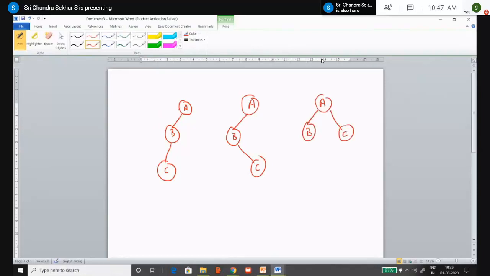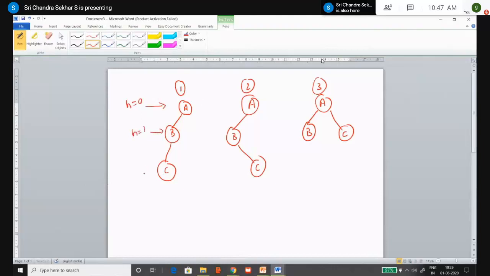So if you consider this diagram, this is figure 1 and this is figure 2 and this is figure 3. If you consider the first figure, what is the height? Here the root node is A. I am saying that the root node should always be present at height 0. We treat the root node as present at height 0 and the successive levels we need to increment, right?